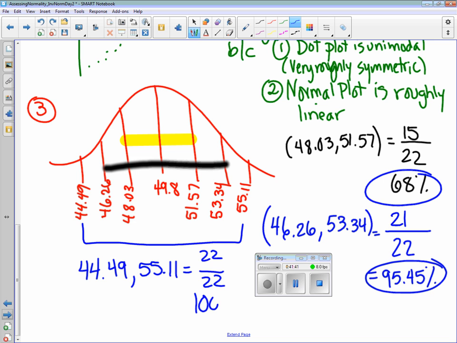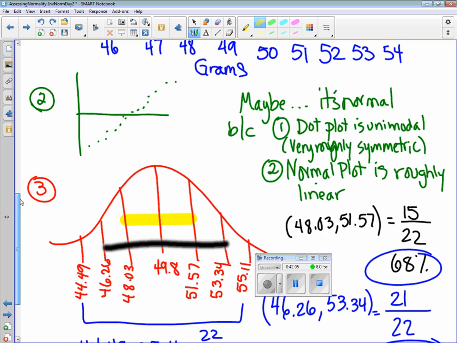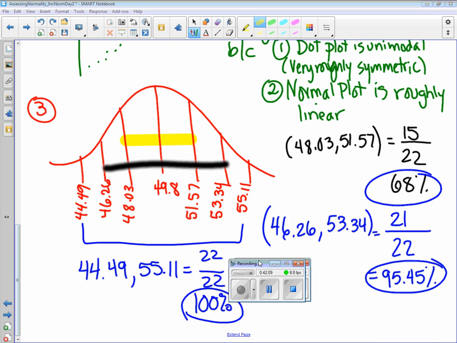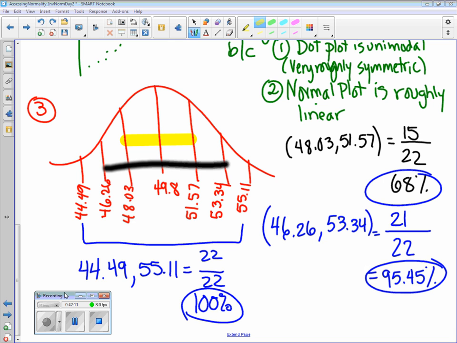Now, it's not 99.7, but even though our sample was relatively small, we only had 22 bags: 68, 95, and 100. What would you say? Is the data normal? I think so. Okay? So that's honestly the closest I've ever come. That's pretty cool. I mean, I didn't make it happen. It just happened.